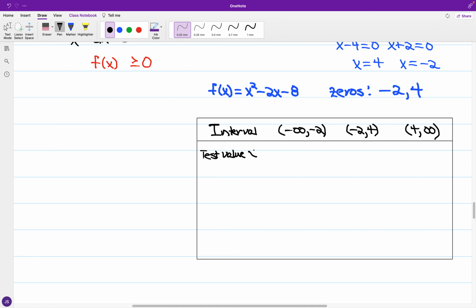Okay, and in terms of the tested values, anything less than -2, negative 3 would fit the bill. Between negative 2 and 4, I can also use 0. Anything greater than 4, I can go with the number 5.